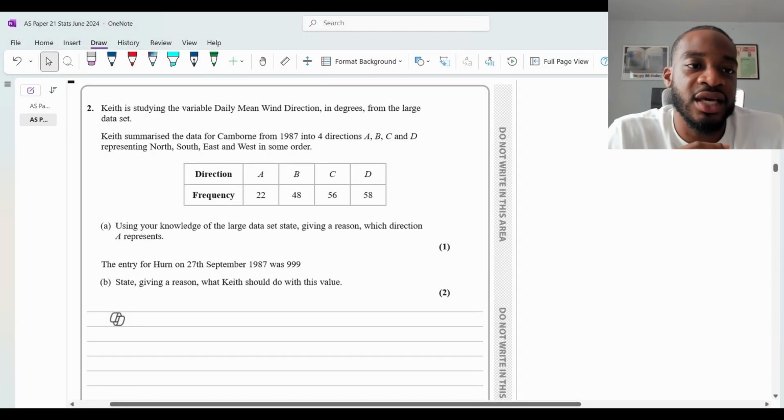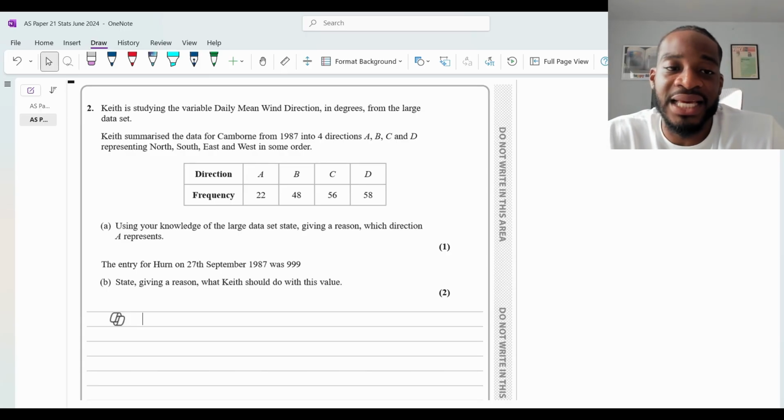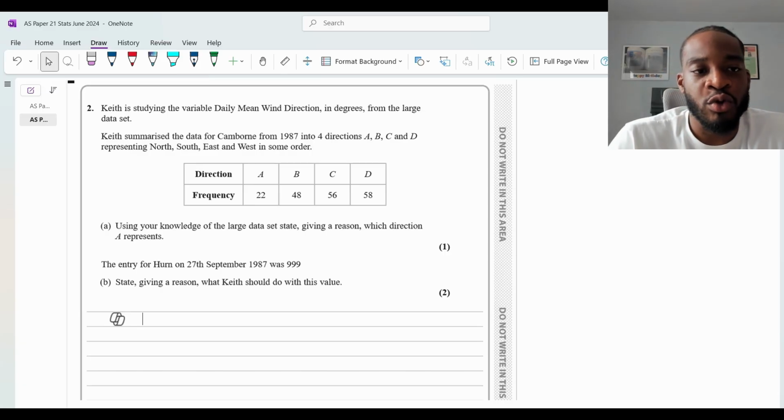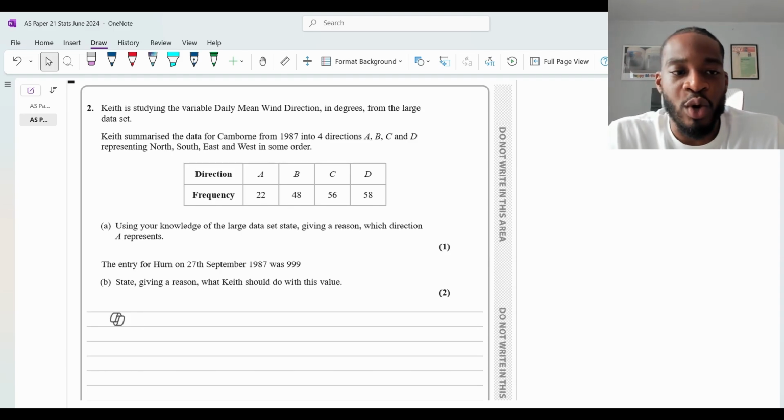Okay, so question 2 says Keith is studying the variable daily mean wind direction in degrees from the large data set. Keith summarized the data for Camborne from 1987 into four directions: A, B, C, and D, representing north, south, east, and west in some order. So we've got the directions at the top: A, B, C, and D, and we've got the frequencies 22, 48, 56, and 58. Part A says, using your knowledge of the large data set, giving a reason which direction A represents, and this is a one marker.